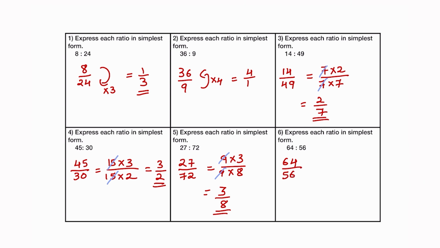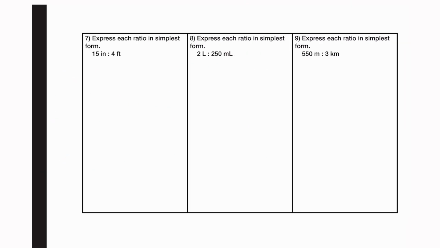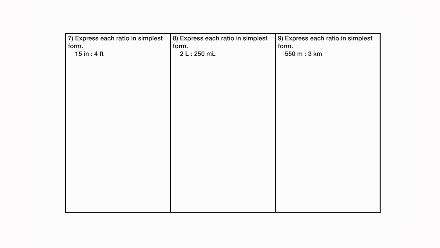64 over 56. It's always good to write in terms of factors. That helps us to reduce it to its simplest form easily. So this we can say 8 times 8, and that's 8 times 7. So the common term here is 8. That means the answer is 8 over 7. And 6 questions done. Wow. Ready for the next? Express each ratio in simplest form.